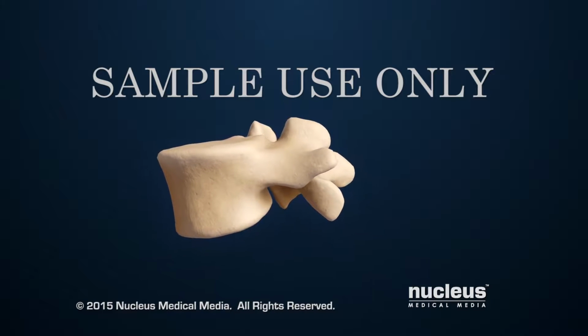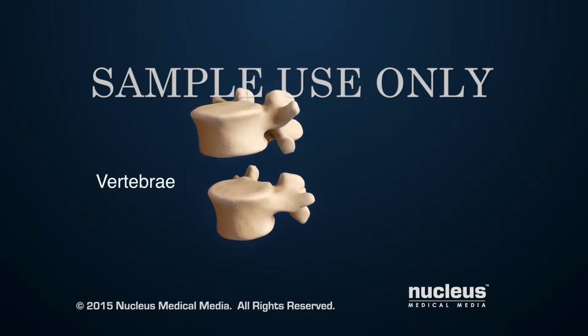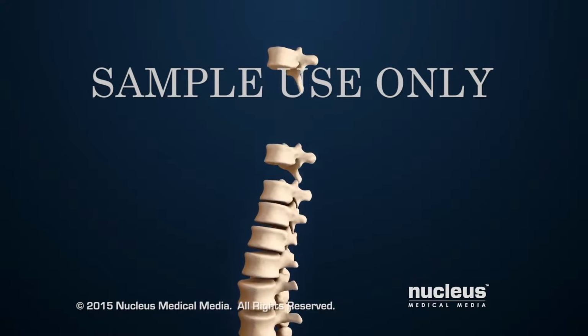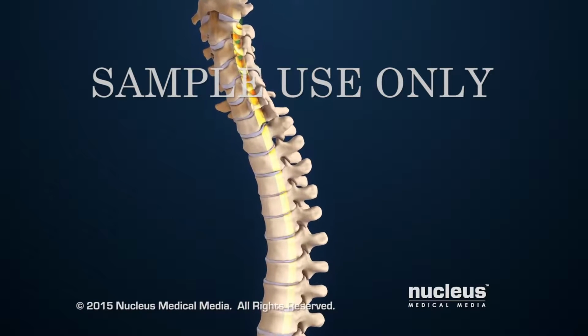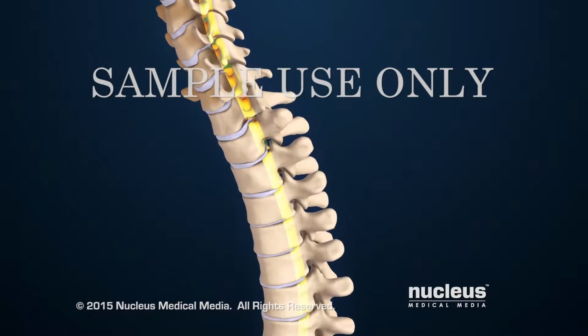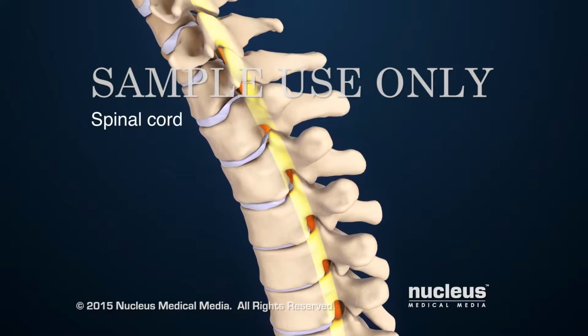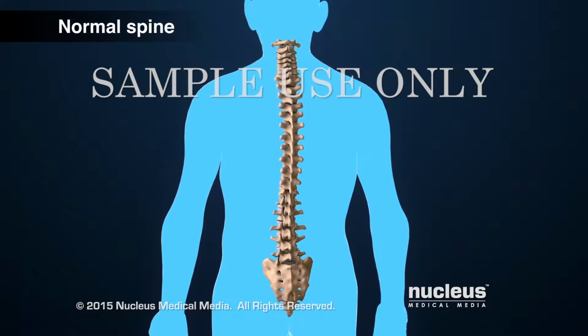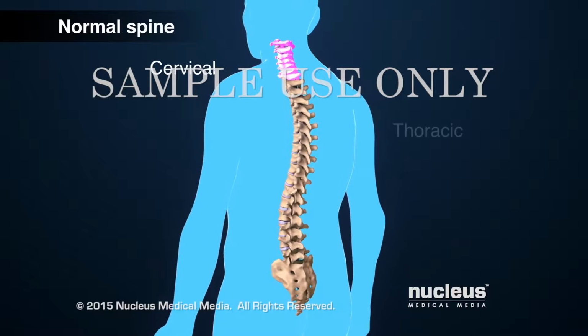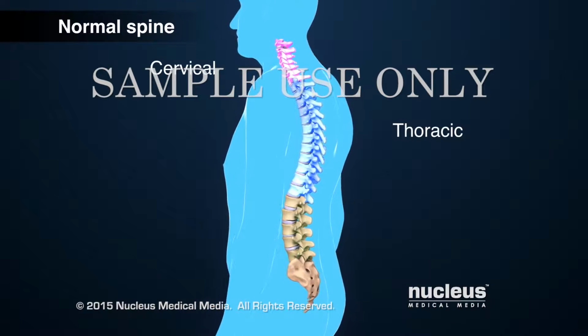The spine is made up of bones called vertebrae, which are stacked on top of each other. The vertebrae protect a bundle of nerve fibers called the spinal cord. It runs through an opening in the center of each vertebra. The main sections of the spine are the cervical, thoracic, and lumbar regions.